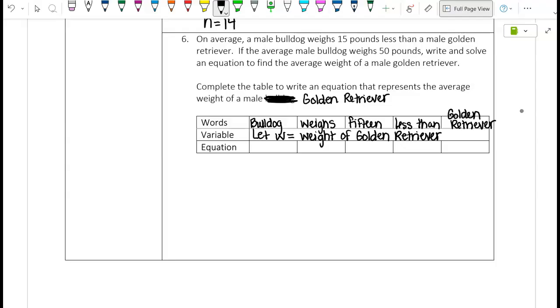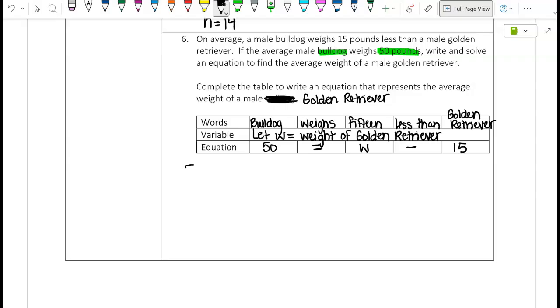Now, this one doesn't translate as well as the previous one when we were adding, because adding can be done in any order. Subtraction is very specific. You cannot just change around subtraction. So we have to pay attention to the wording here. How much does the bulldog weigh? The bulldog, they told us, weighs 50. We know the bulldog is 50, so that 50 is going to equal. Now, that 15 less than, that is not 15 minus the golden retriever. It is the golden retriever minus 15, because the bulldog weighs less than the golden retriever. So this would be W minus 15.